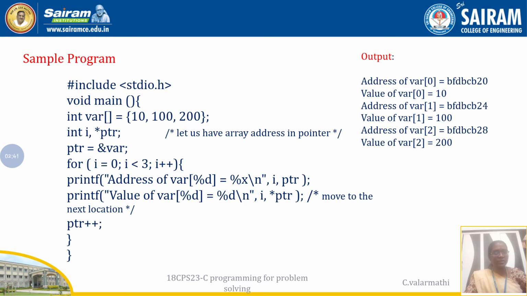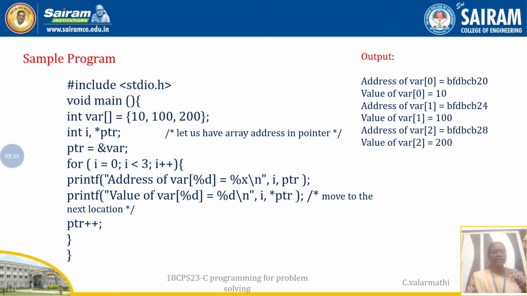In the first printf I am printing the address of that variable in the array list. What is the first element? var of 0 is the first element. That element is stored at the address bfdbcb20. You can see the output, I have displayed my output in parallel. So the address of var of 0 is bfdbcb20. How are we printing the address? Using ptr, because ptr is a pointer variable which stores the address. So I have used ptr without mentioning the asterisk symbol.